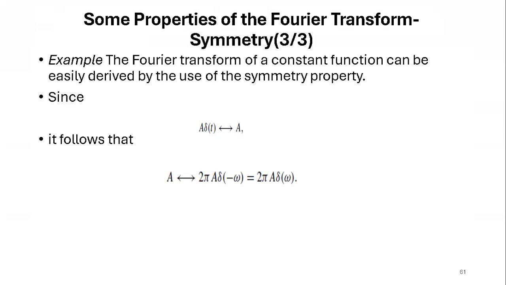Now the Fourier transform of a constant function is found by the use of the symmetry property. Since an impulse function implies a constant, it follows that a constant implies 2 pi times an impulse function.